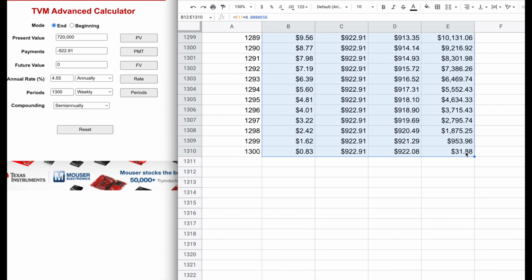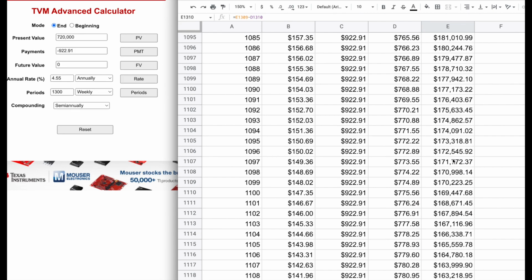We end up with a balance of $31. Normally we get really close to 0. And this is pretty close, but over 25 years, since we have to round the payment to 91 cents and we can't go further than that, there just ends up being a little bit of rounding error. But this $31 is not something to worry about in the context of a 25-year loan.